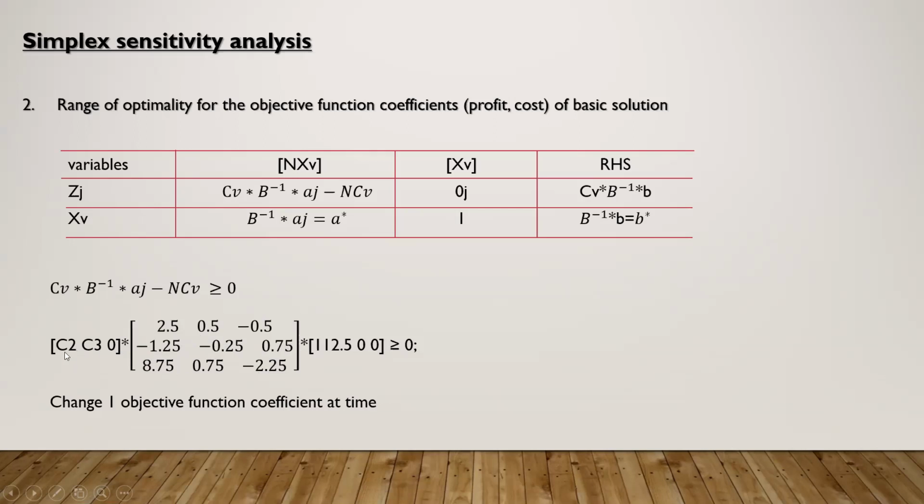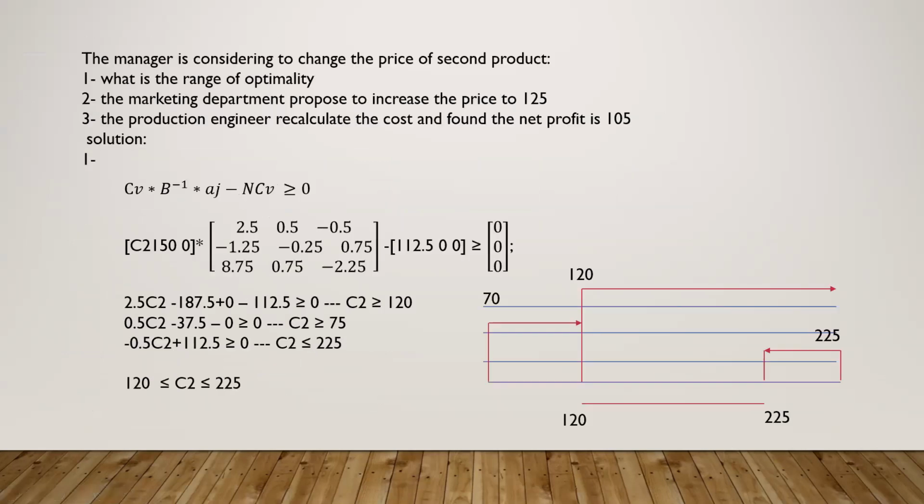But if we only consider one variable at a time, you need to fix C3 at the original amount, then find the objective function range of optimality for the second product. You cannot change both of them at the same time, because you need more matrices. So the manager is considering changing the price for the second product. What is the range of the optimality?